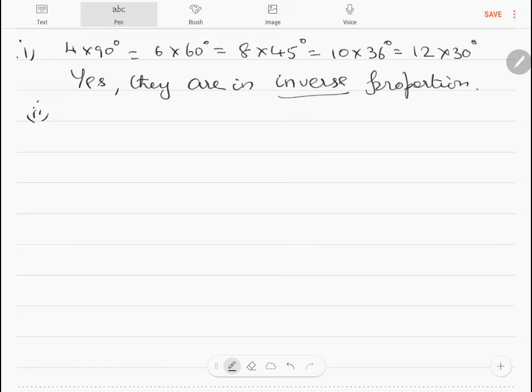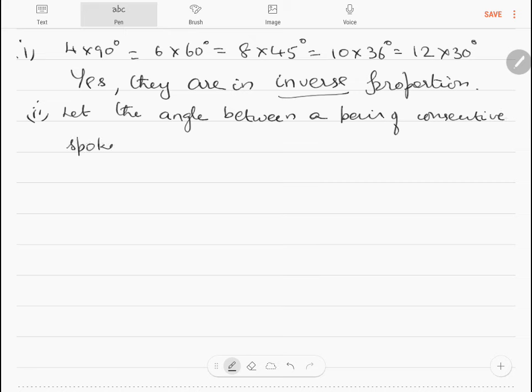Question number 2. Calculate the angle between a pair of consecutive spokes on a wheel with 15 spokes. Now let the angle between a pair of consecutive spokes on a wheel with 15 spokes be x degrees.